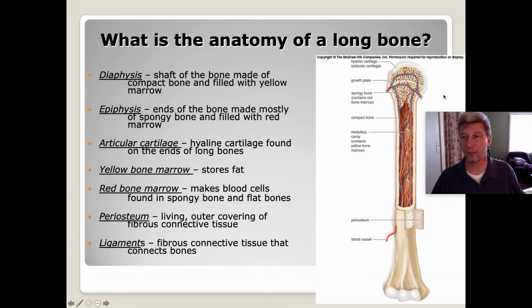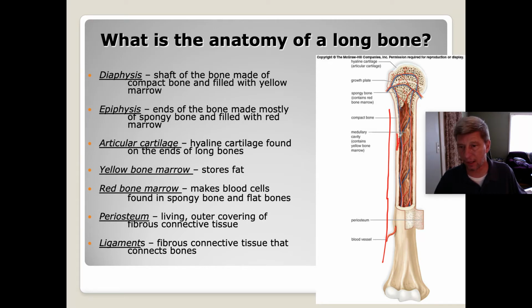Let me move this out of the way a little bit here. There are several major portions in a long bone. The diaphysis is the shaft of bone that is found in the middle here. So this section that you find here, this is the diaphysis. Actually, it would extend a little bit further down than that. It's made of very compact bone, very solid in here, and filled with yellow bone marrow, which is, as you can see here, the place where we store fat.